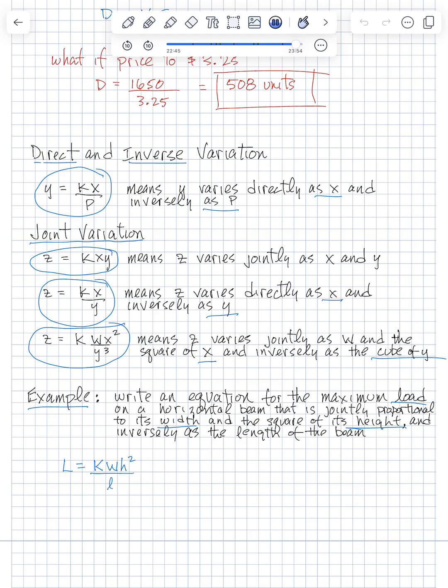Okay, so what does this mean? So if the width is doubled, then the load is doubled because they're just jointly proportional. But if the height is doubled, you got the height squared, and so the load is quadrupled. And so it's like double squared, 2 squared is 4. So the load is increased by a factor of 4 when the height is doubled. What about if the length is doubled? Well, if the length is doubled, that's little l. That means the load is reduced by a factor of 1/2 with the length doubled.